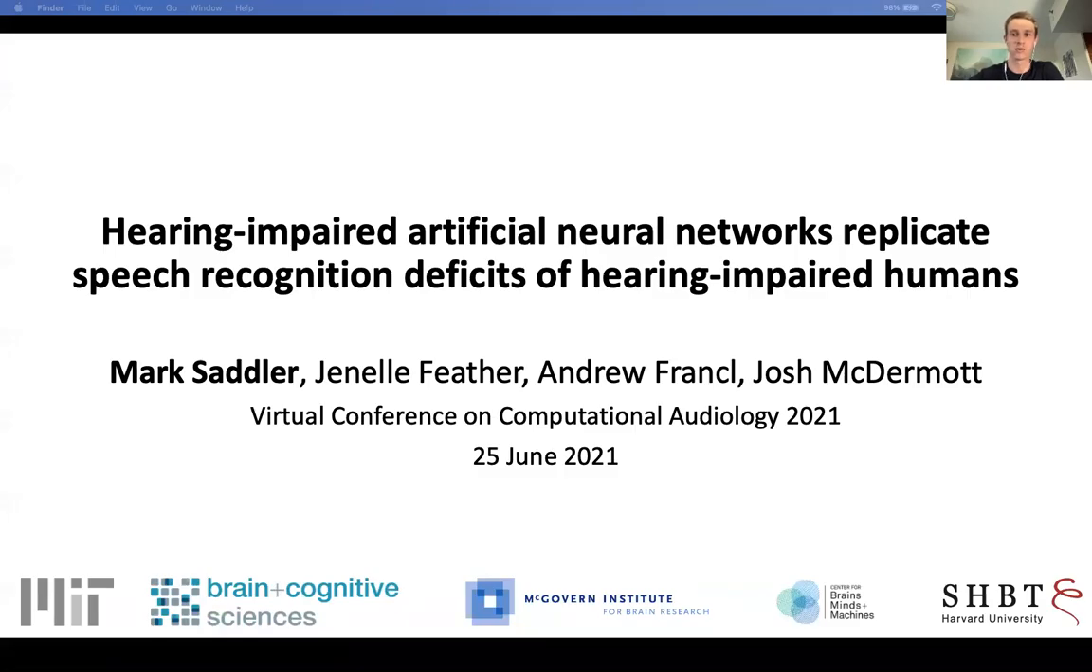At a high level, this work combines state-of-the-art peripheral auditory models with artificial neural networks to model the speech recognition difficulties of humans with hearing loss.